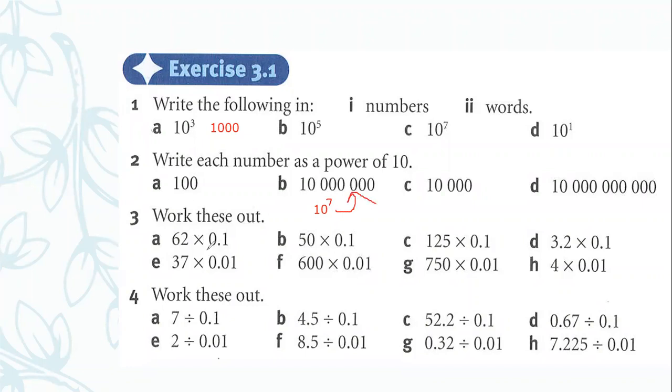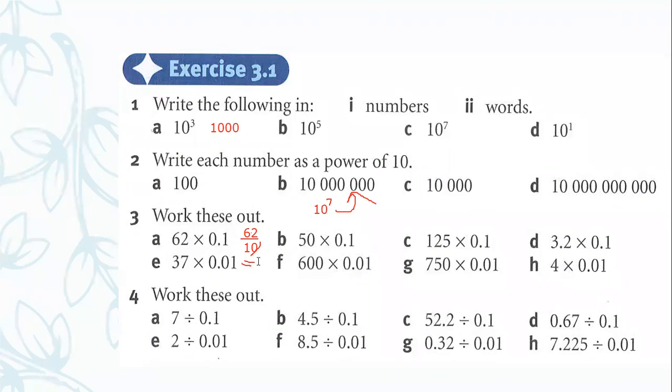Now question number 3, work out these. They are simple questions as we solved before. When you multiply with this, it means you are writing 62 divided by 10. So what does it mean? If you remove 1 zero from the downside, the point will come automatically here. So your answer must be 6.2.